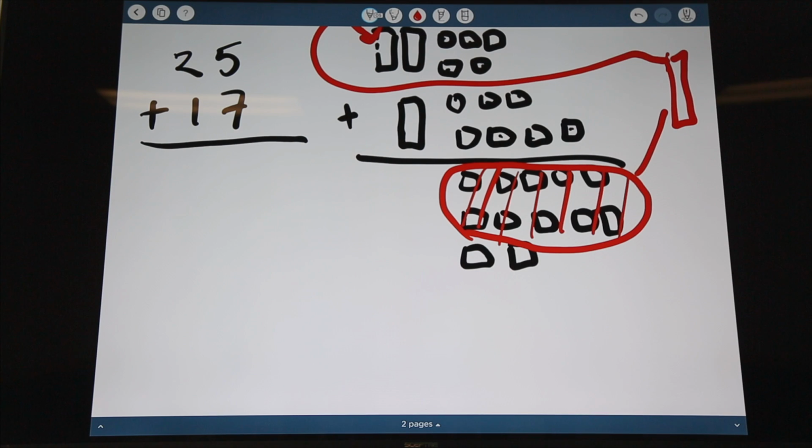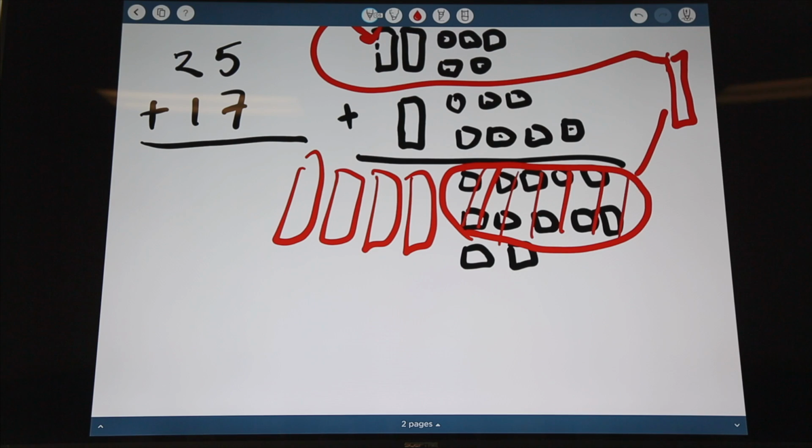So now we have an extra line here. So how many 10s do we have? 1, 2, 3. Oh, 3. And then the one that we formed? 4. So now we have 1, 2, 3, 4. And total that equals what? So 42.